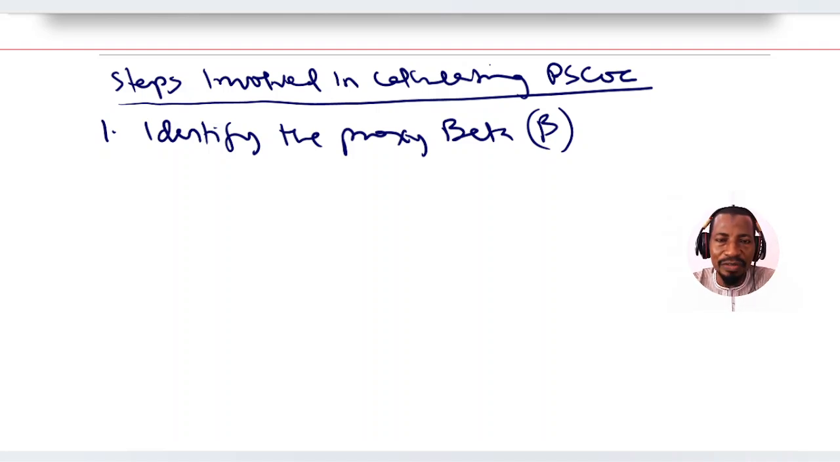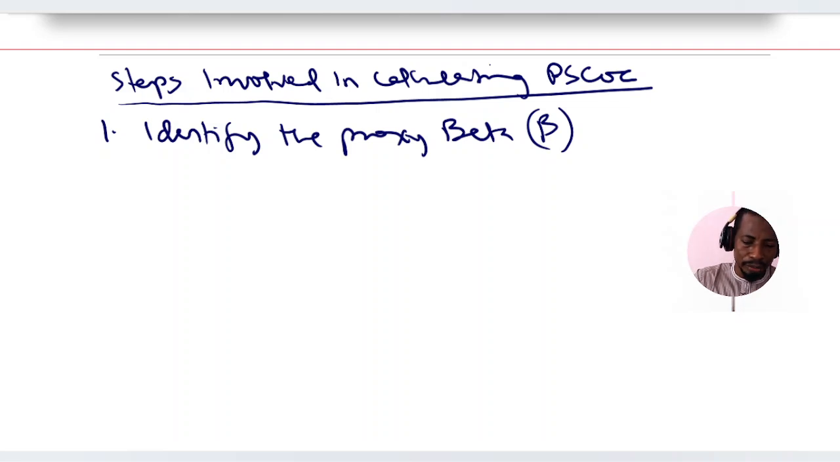So the information of the proxy company will certainly be given to you. But the most important thing is that after you have read the question from A to Z, you should be able to identify the portion or the section of the question that talked about the proxy company. So just go straight to where you have information of the proxy, identify the proxy beta as given.